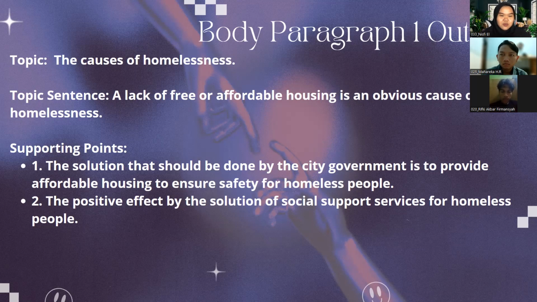This is the supporting sentence. The first is the solution that should be done by the city government, which is to provide affordable housing to ensure safety for homeless people. The second, the positive effect of the solution of social support services for homeless people.